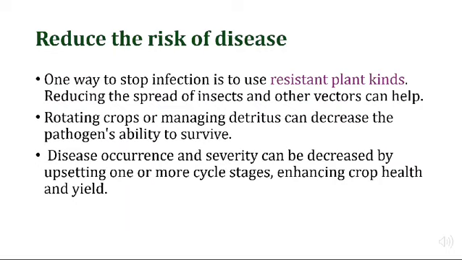Finally, the ways to reduce the risk of disease. One way to stop infection is to use resistant plant varieties. Reducing the spread of insects and other vectors can help. Rotating crops or managing dead trees can decrease the pathogen's ability to survive. Disease occurrence and severity can be decreased by disrupting one or more cycle stages, enhancing crop health and yield. I hope this video is useful.